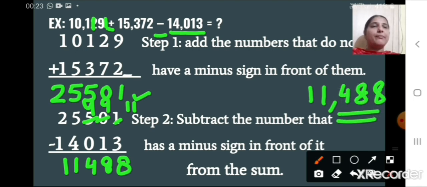Okay, children? Or simply you can move from left to right. You just do the operations which are being given, the plus or minus which is given, from left to right, and then you keep on solving.